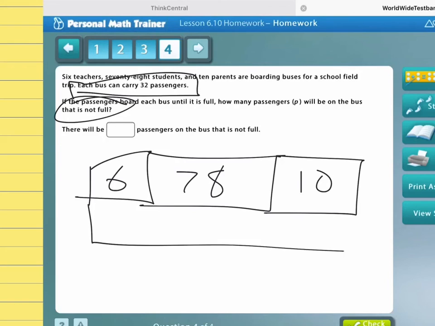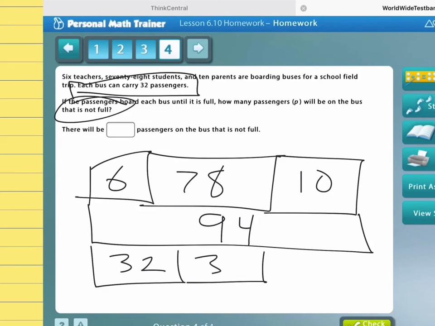So we have a total of 94 people going on the field trip, and each bus holds 32. So I'm going to take 94 and divide it by 32. Division is repeated subtraction. So we have 64, and if we have another 32, that is too many. We don't have enough. So 32, 32. So we have 94 minus 64, and that would be 30 left over. So 30 people will be on the bus that's not full. So 32, 32, and 30 makes 94. And that is the answer.